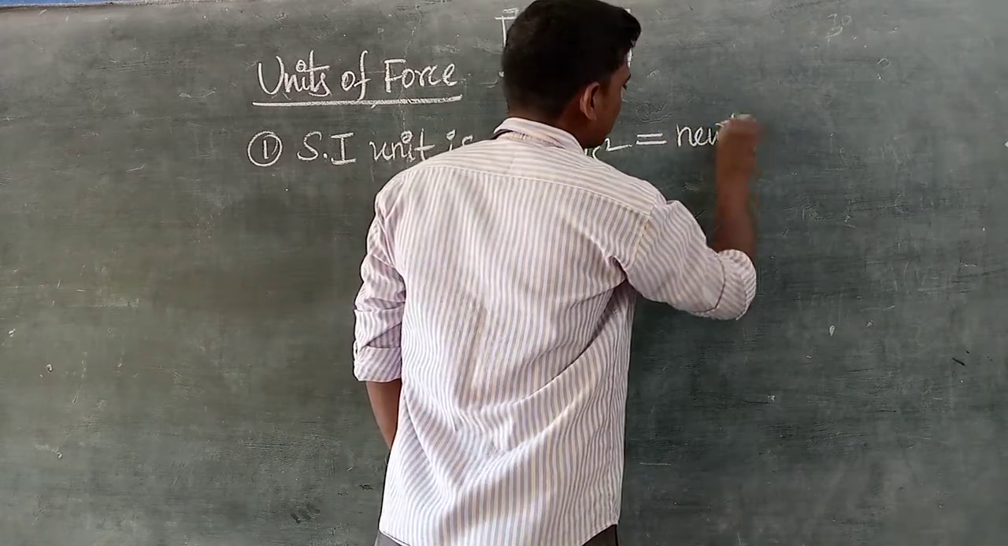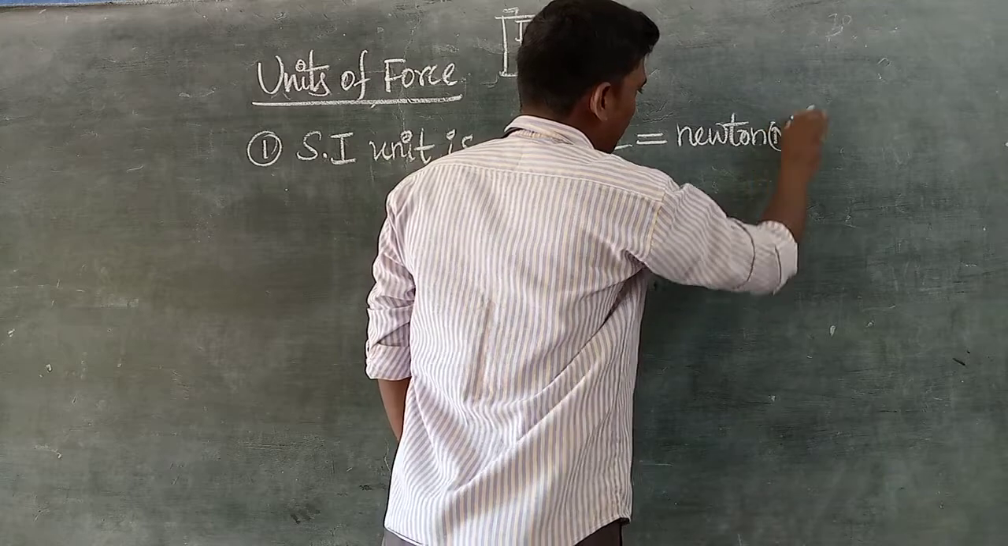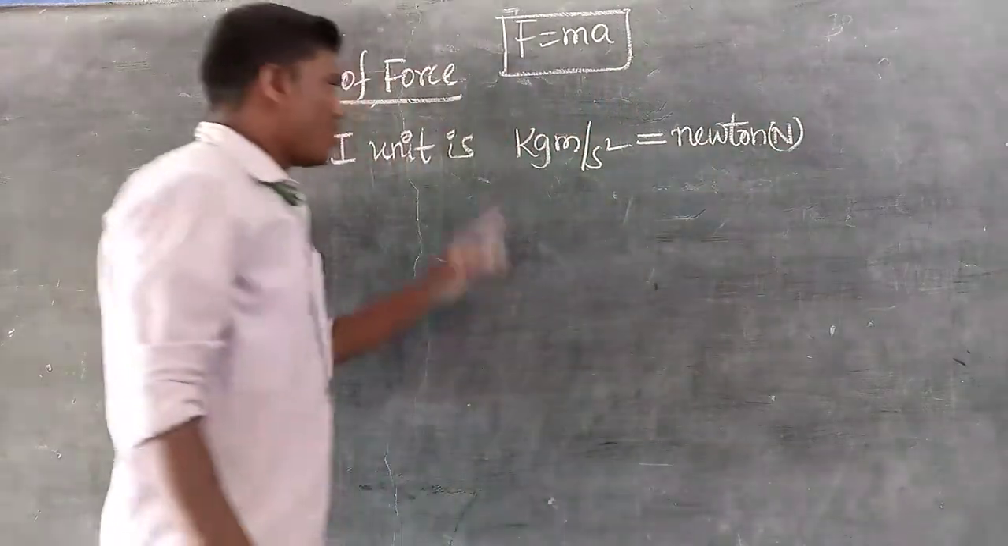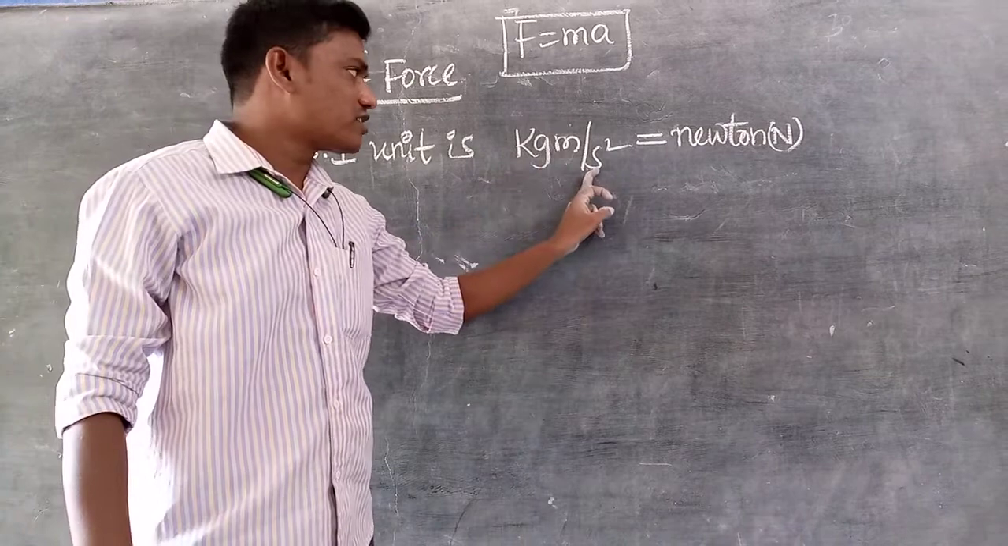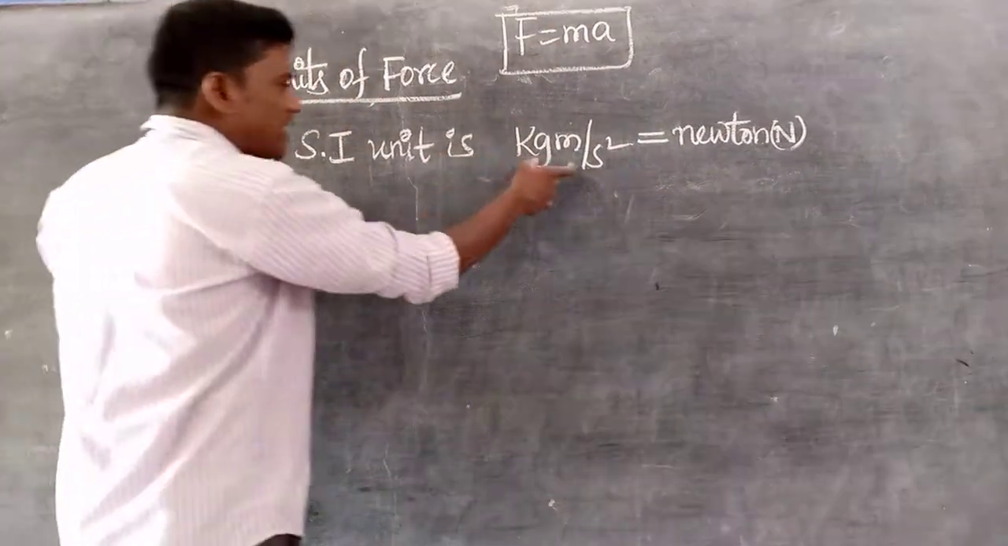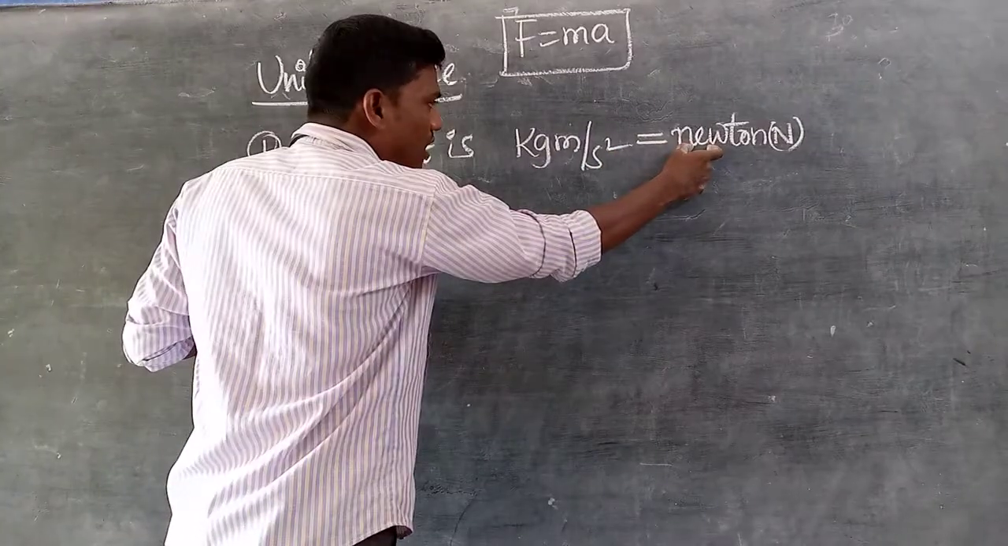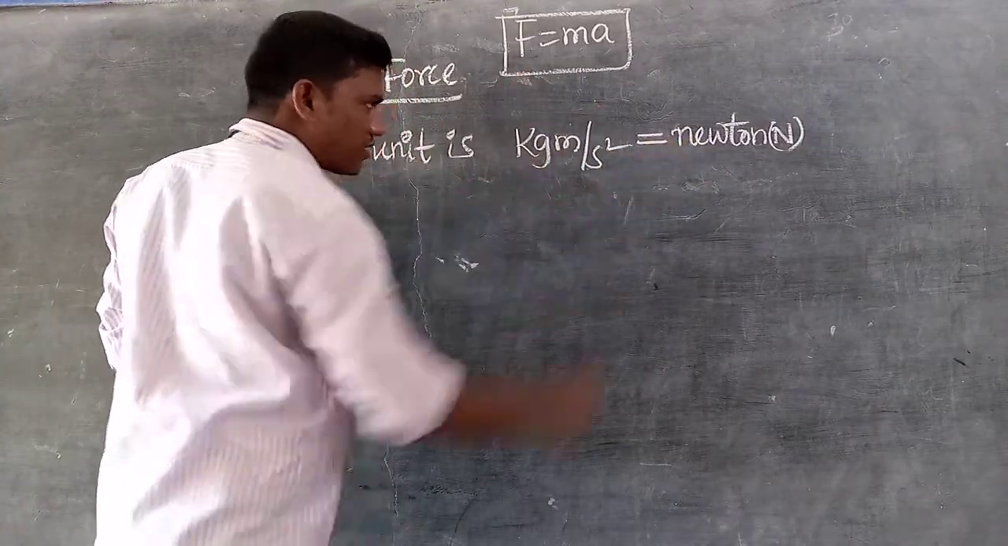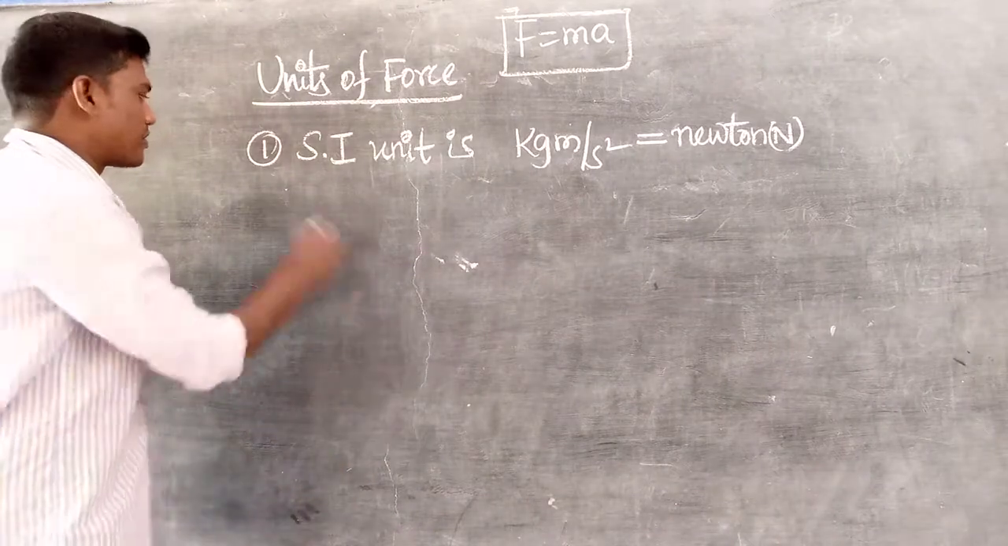Newton is nothing but capital N. So 1 kilogram meter per second square is nothing but 1 Newton is nothing but N. So it is the SI unit. For the honor of the Newton scientist, we are using the unit of the force is Newton.